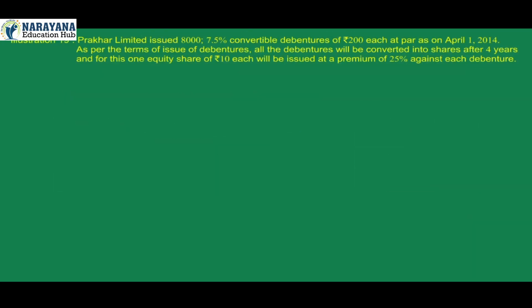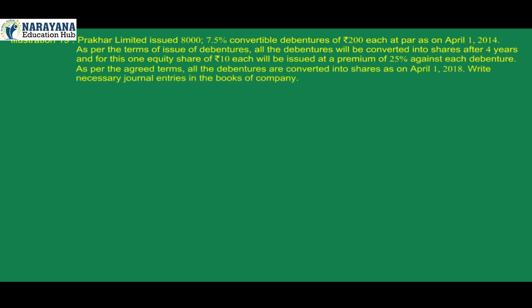Illustration 19. Prakhar Limited issued 8,000 7.5% convertible debentures of Rs 200 each at par as on April 1, 2014. As per the terms of issue of debentures, all the debentures will be converted into shares after 4 years, and for this, one equity share of Rs 10 each will be issued at a premium of 25% against each debenture. As per the agreed terms, all the debentures are converted into shares as on April 1, 2018. Write necessary journal entries in the books of the company.